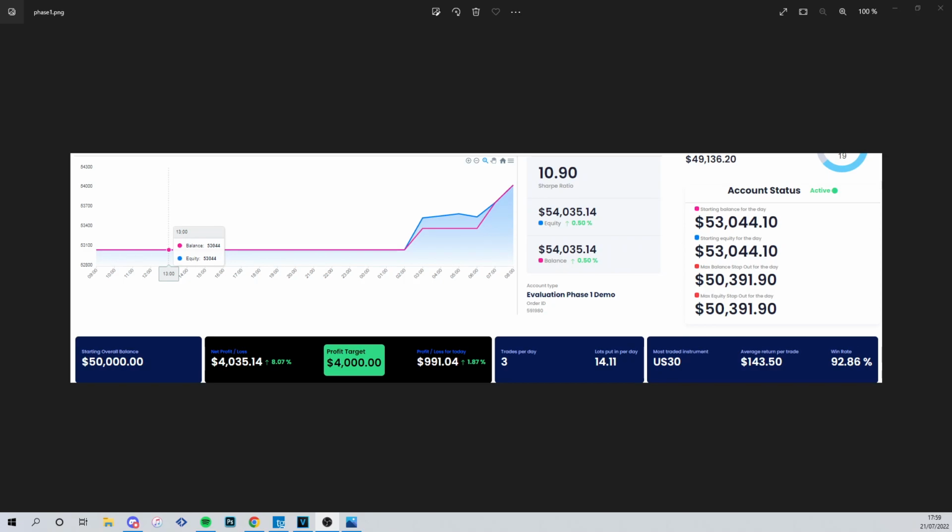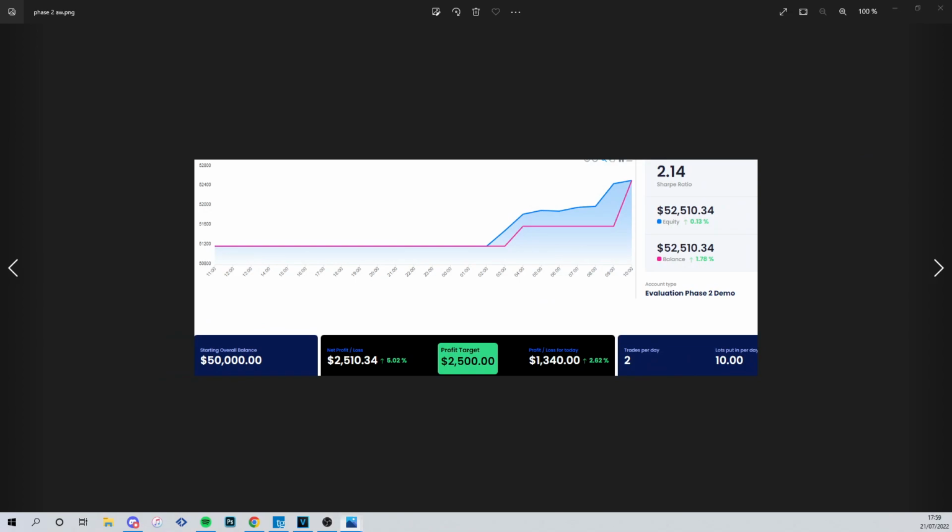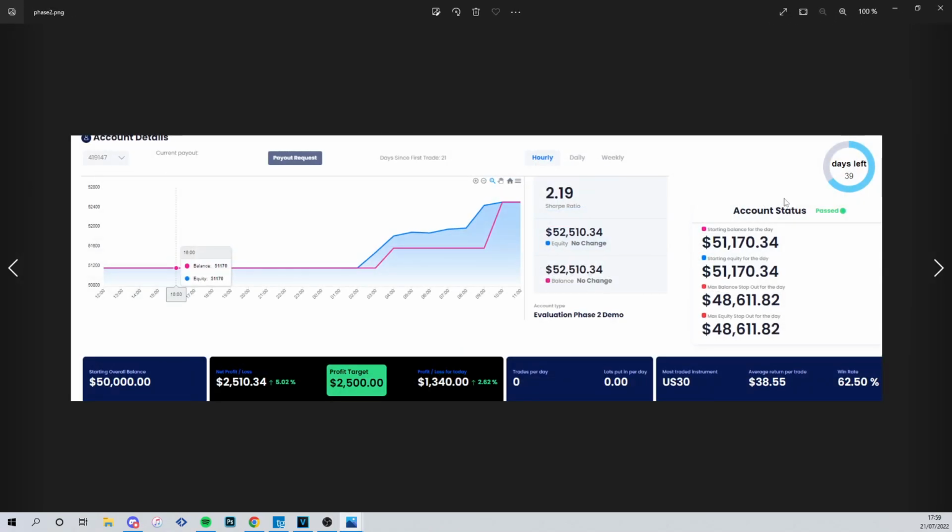And for phase 2, there we go. It was in around 20 days, I made 5%, and I wasn't risking that much because I knew that it was easier than phase 1. That's why I took a bit more time, and I made a 62% win rate, and same thing for the result. So that's pretty much it, and we're gonna go into the strategy.